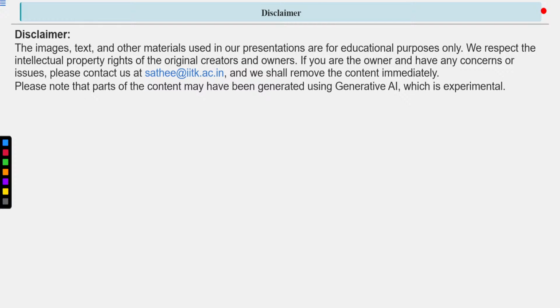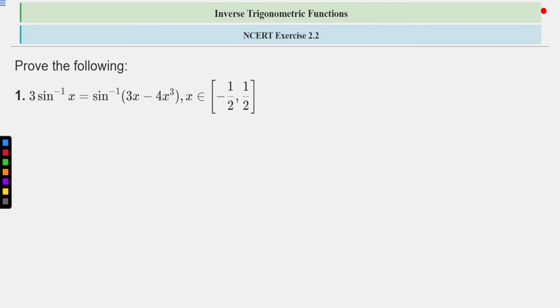So let us start with the exercise. NCERT exercise 2.2. The first question is prove the following. You have to prove the given statement which says 3 sine inverse x is equal to sine inverse of 3x minus 4x cube, when x belongs to minus 1 by 2 to 1 by 2, right? So you can start answering.